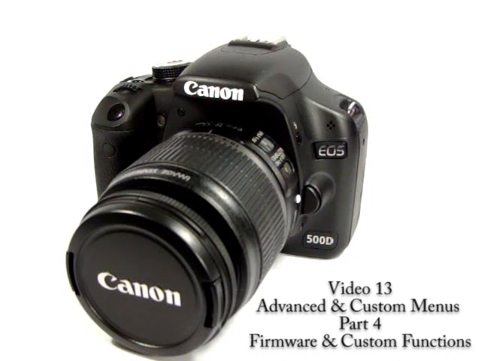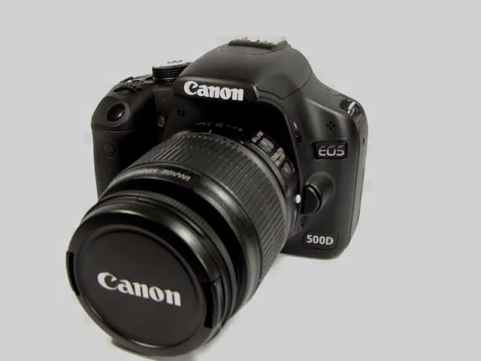There will be one additional video after this one covering the My Menu custom functions, where you can set quick options on the last tab within the menu system. It's just your preferred options and so forth, but for the moment we'll have a look at the custom function settings as well as a quick look at the firmware menu, which just tells you the camera's current firmware or software version if you like. So here we go for part 4.